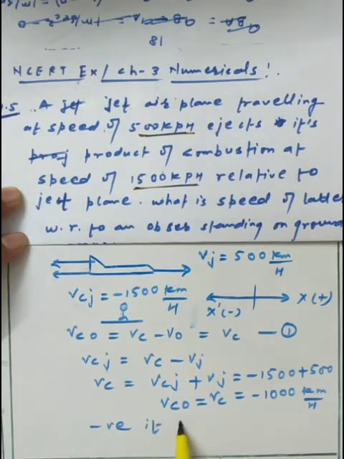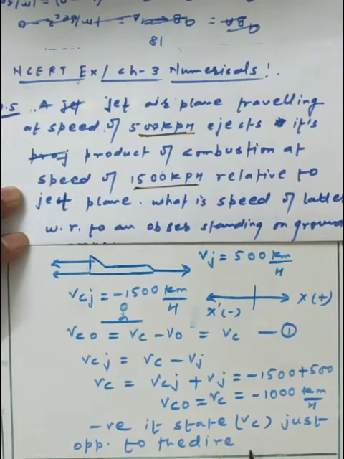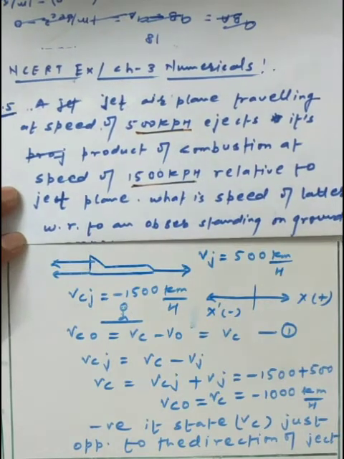The meaning of the negative sign is that the velocity of combustion is opposite to the direction of the jet. So this is the simplest explanation of this problem.